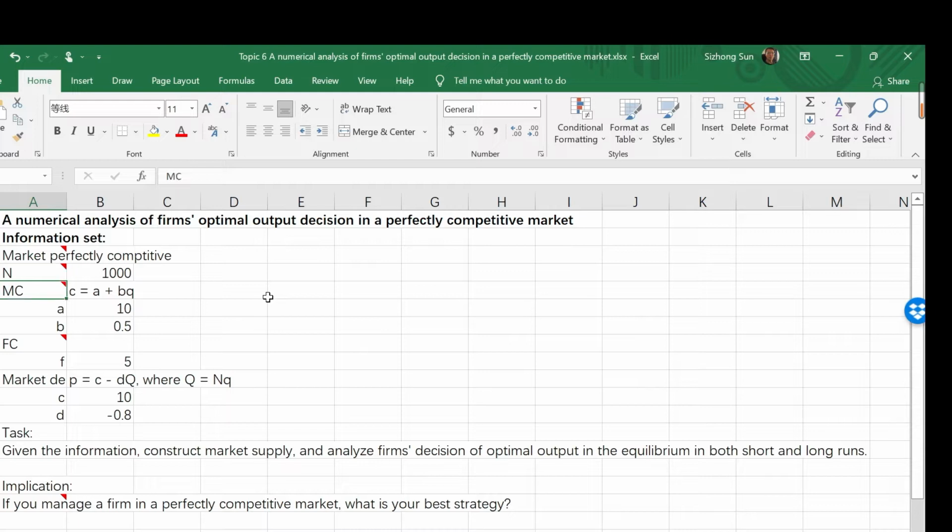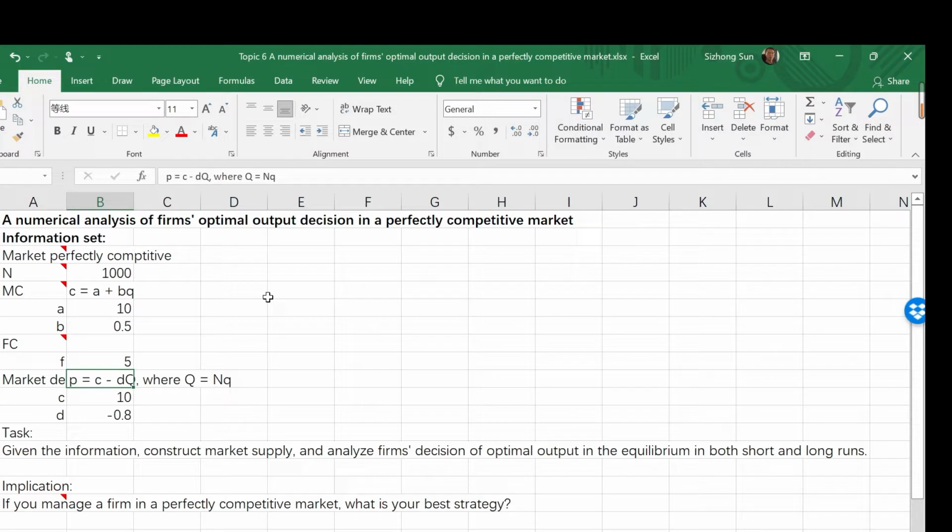And we also know this firm's marginal cost, MC, is equal to A plus B times Q. For example, A could be 10, B could be 0.5, which means marginal cost is equal to 10 plus 0.5 times quantity. And we also know the fixed cost of production, F, which is equal to 5.